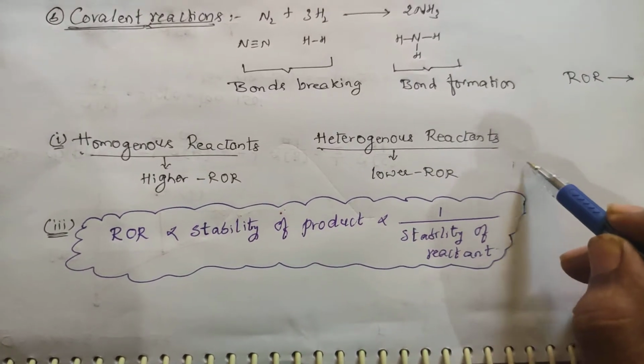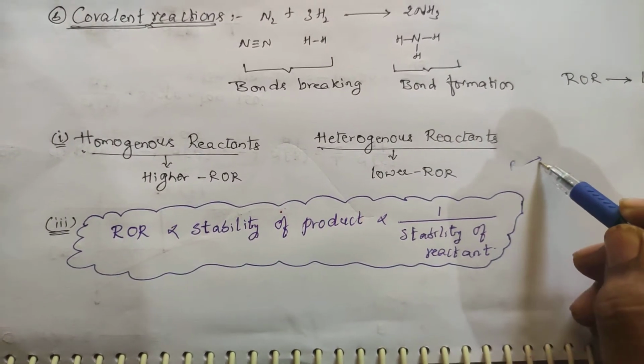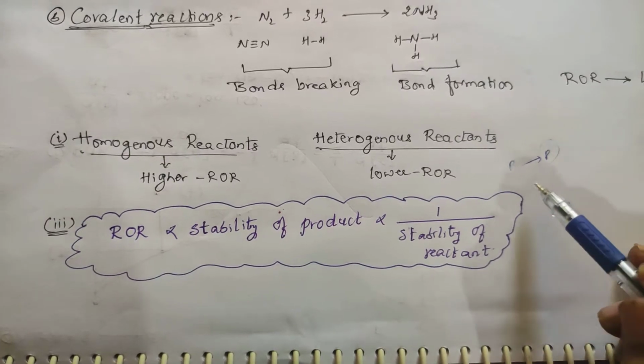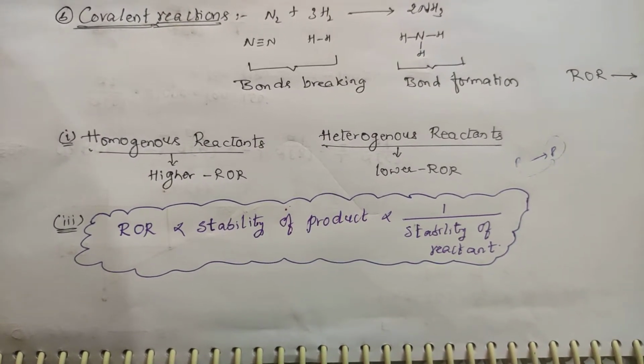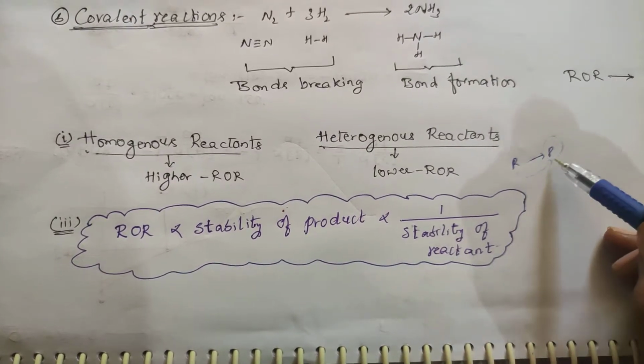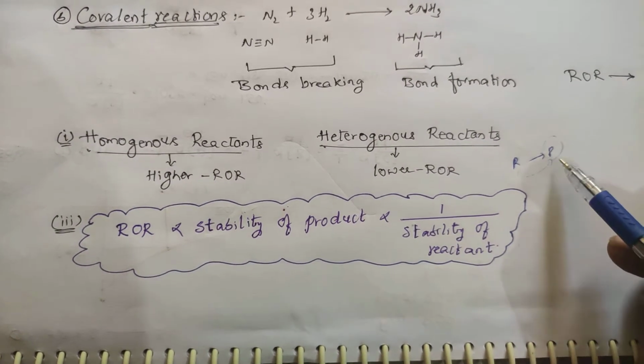Assume that there is a reactant and there is a product. The reactant is getting converted into the product. If the product is more stable, what happens to the reactants? The reactants immediately try to get converted into the product. That means the reactant undergoes reaction to convert into the product in order to attain stability.